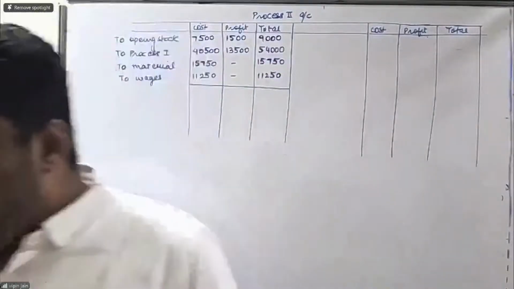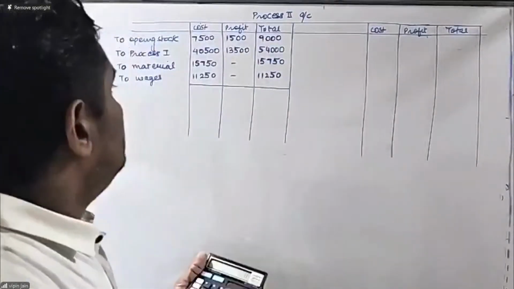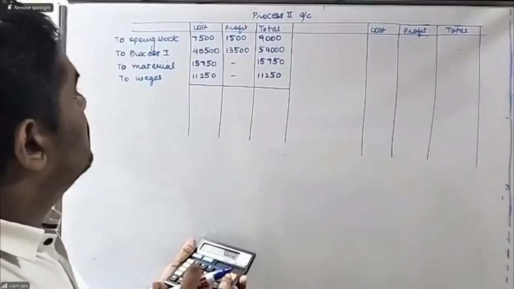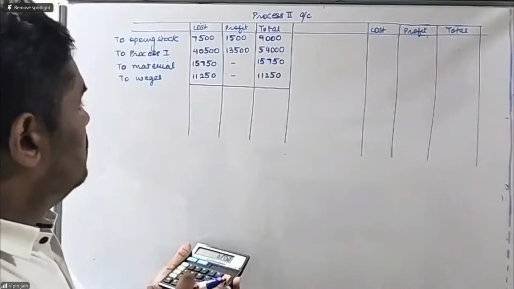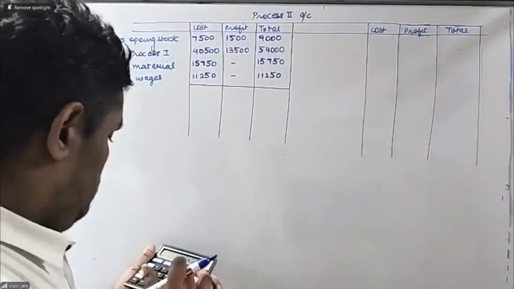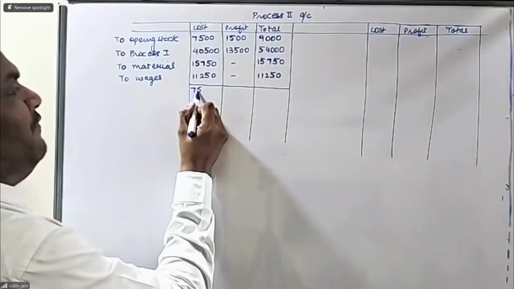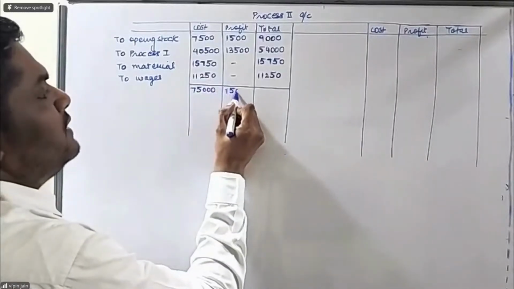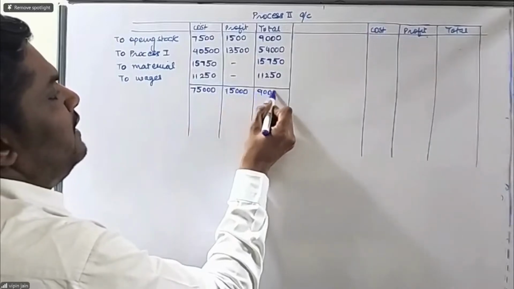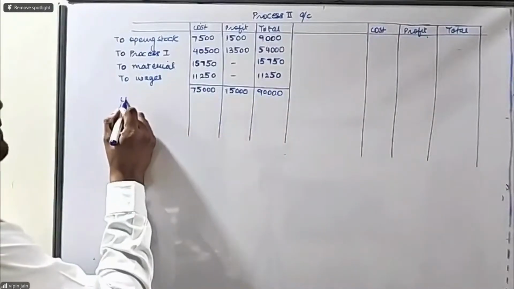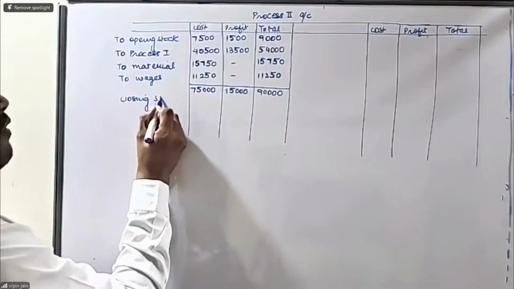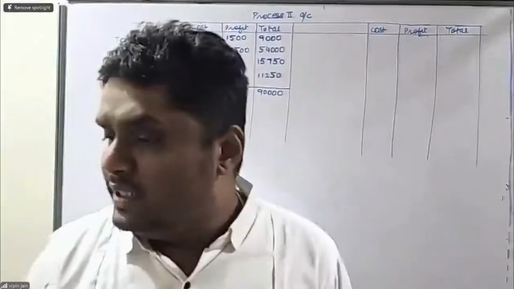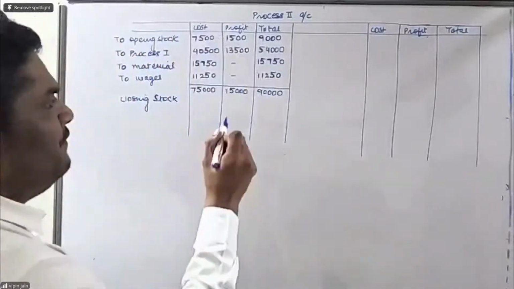So herein my prime cost will be what? So this will be 75,000. This will be 15,000 and this will be 90,000. Now we'll subtract closing stock. Now my closing stock is given in the question, that is 4,500.